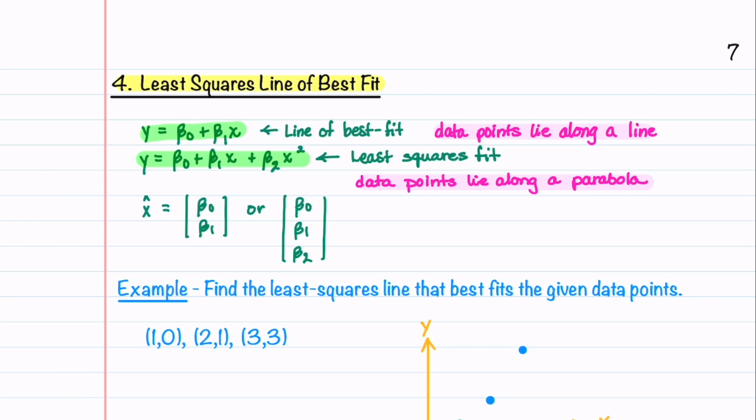Our least squares solution, x hat, contains these parameters. For a line of best fit, it's going to be beta 0, beta 1, and for a parabola least squares fit, it's going to contain beta 0, beta 1, and beta 2.